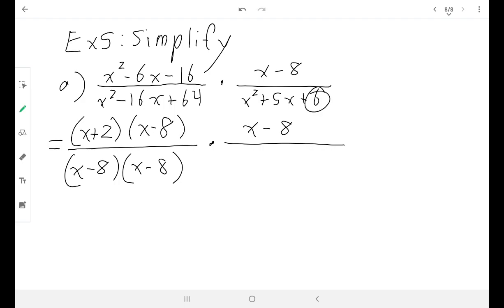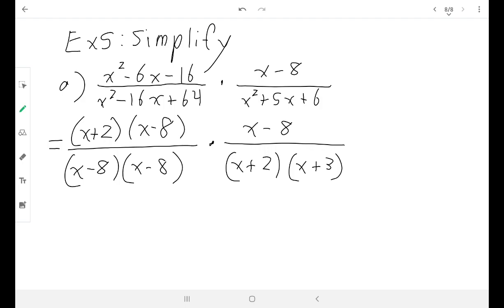Two things that multiply to make 6 and add to make 5. Plus here means they're both this, so it's x plus and x plus, and two things that multiply to make 6 and add to make 5 are 2 and 3. They're both pluses, so there's no worry about order.